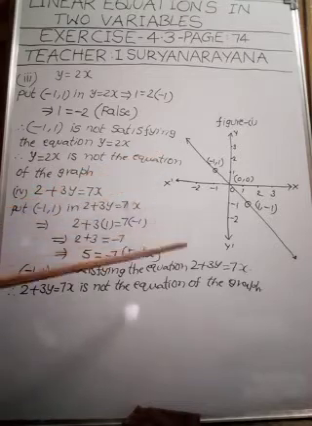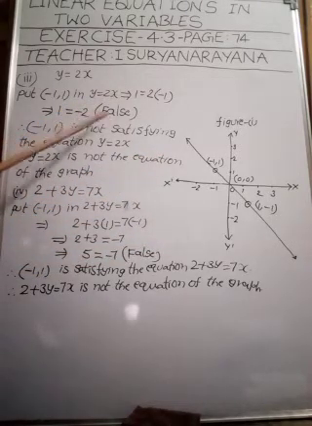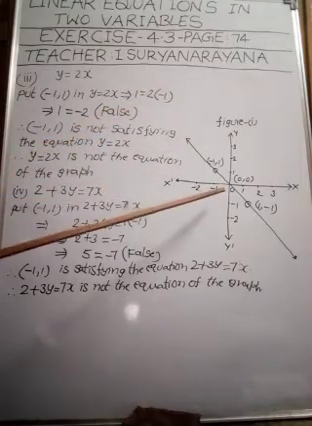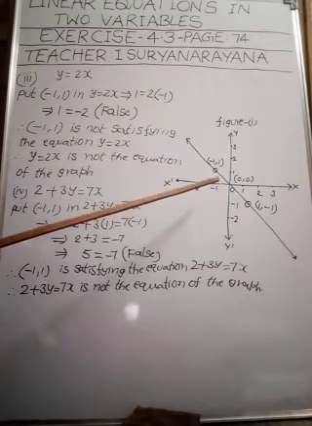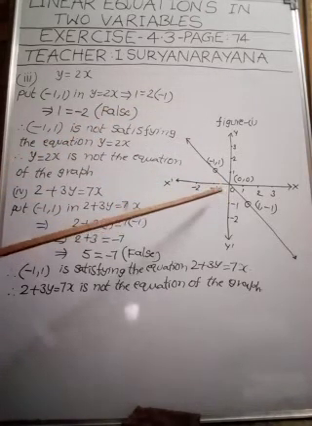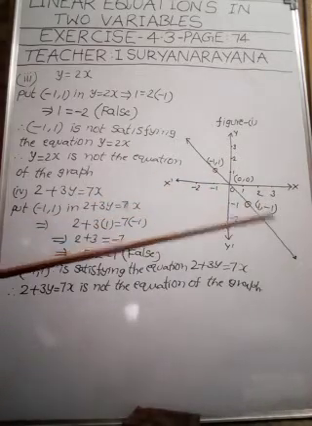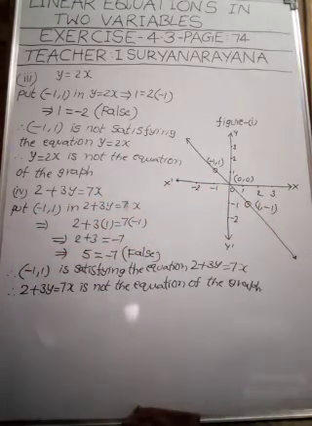Understood this point, my children? If we get a true statement, then we substitute the next point. Okay, my children? If the second point is also satisfying, we go to the third point. We check the third point. Understood this point, my children? Right.